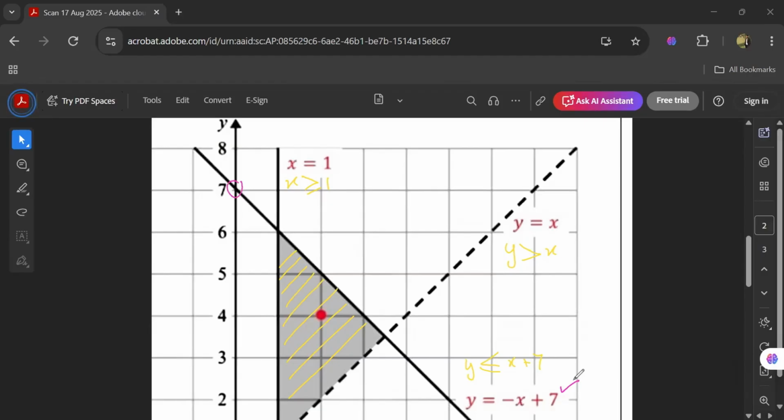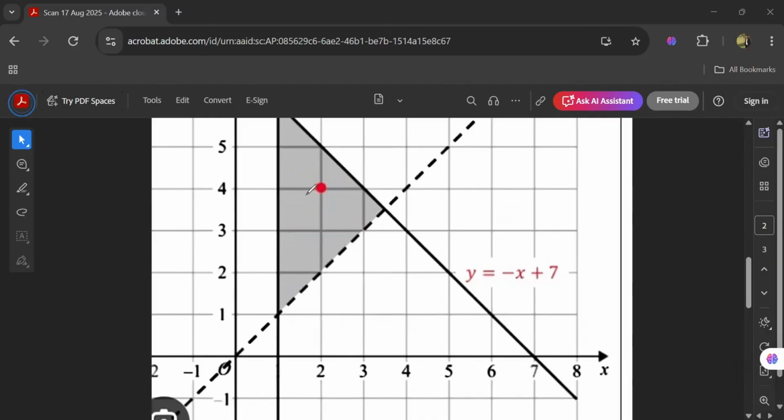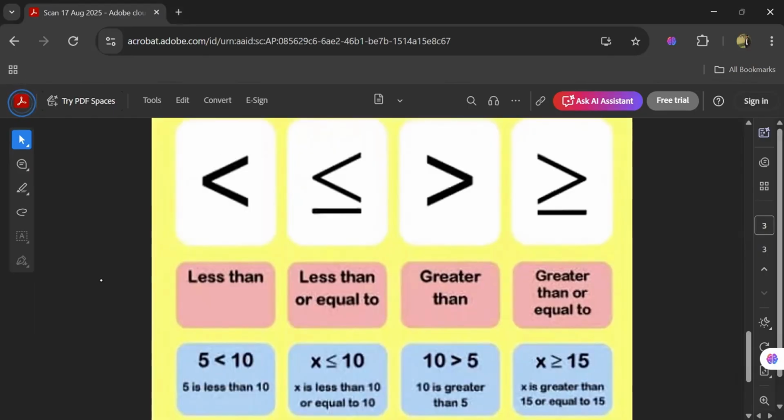There is a red dot given over there. If we need to know what its coordinates are, we can simply mark out the coordinates. The coordinates of this point are 2, comma 4. It lies inside the region. These are some inequality symbols for your knowledge. While solving inequalities, we could have an idea of them.